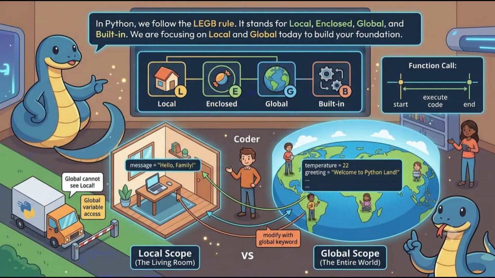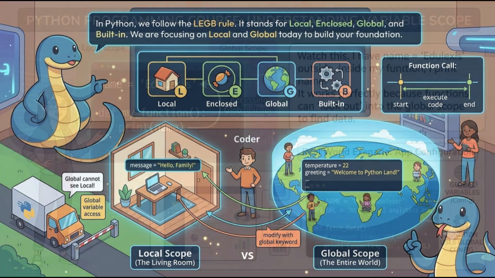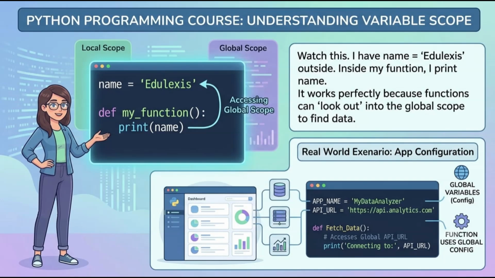In Python, we follow the LEGB rule. It stands for local, enclosed, global, and built-in. We are focusing on local and global today to build your foundation. Watch this. I have name equals Edulexis outside. Inside my function, I print name. It works perfectly because functions can look out into the global scope to find data.